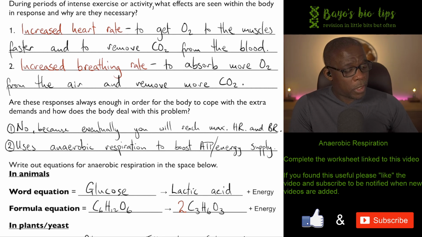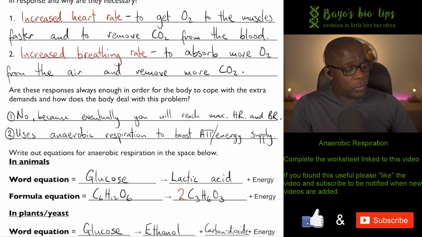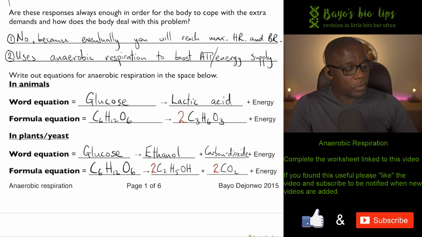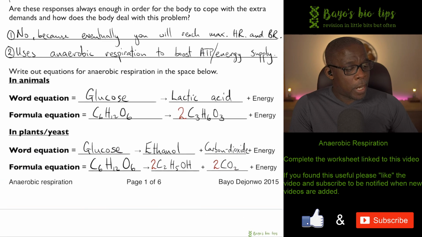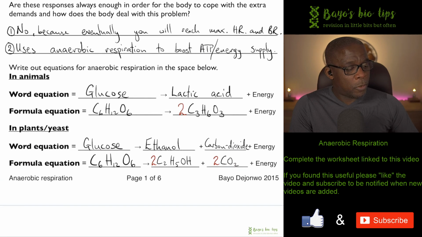So let's have a look at the equations for anaerobic respiration in animals and in plants and yeast. So we'll start off with animals. You have glucose going to lactic acid. As you can see, the formula for glucose is C6H12O6. We've come across that before when we did respiration.